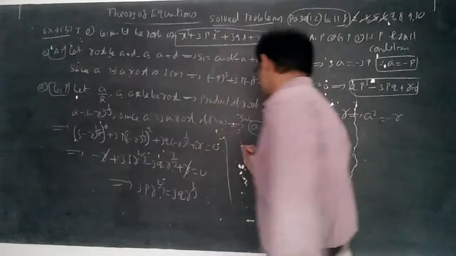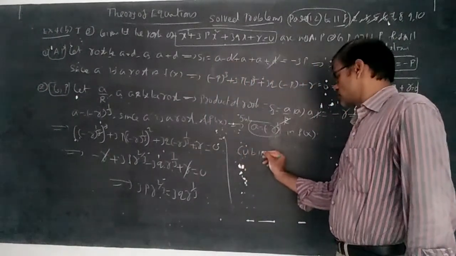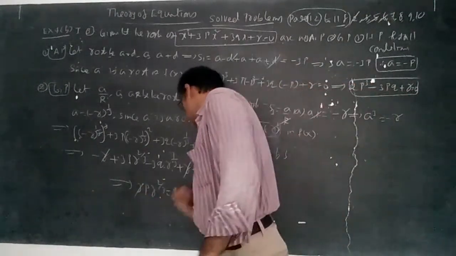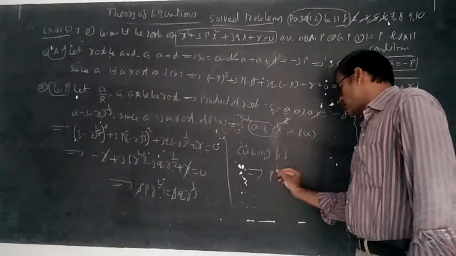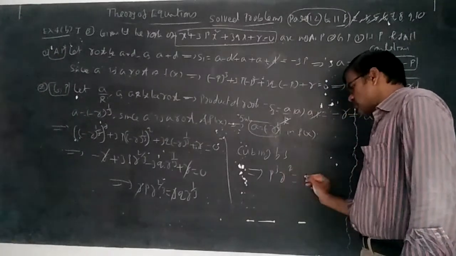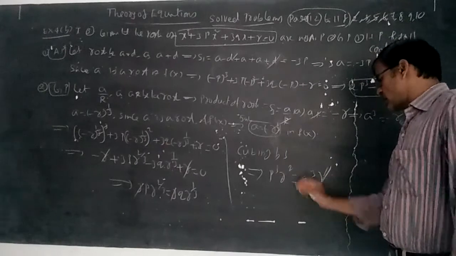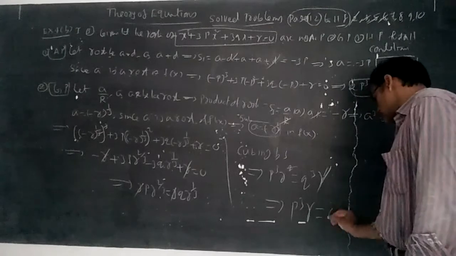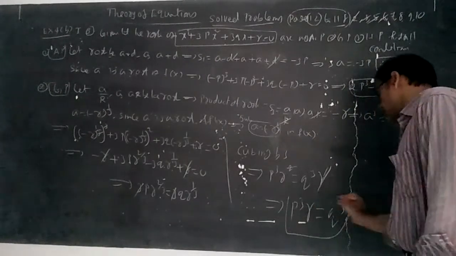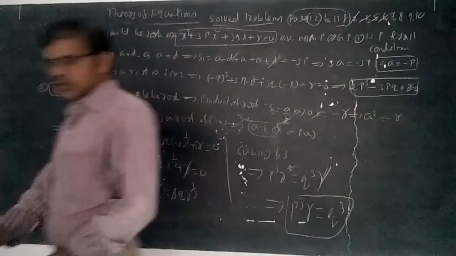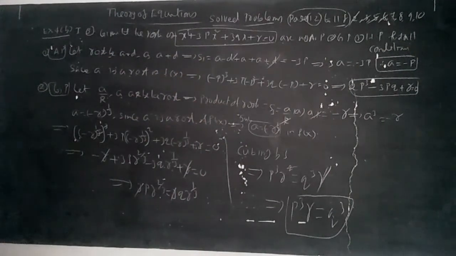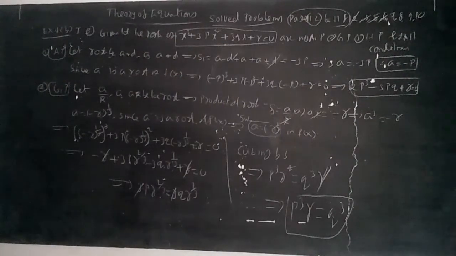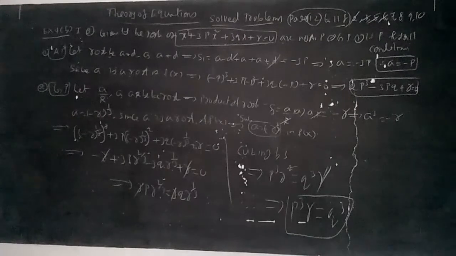Now you can write, cubing both sides, 3 and 3 get cancelled. It becomes p cube r square is equal to q cube r. R is getting cancelled, so we get p cube r is equal to q cube. It is an important objective bit: p cube r is equal to q cube. Now let us discuss the condition for harmonic progression.